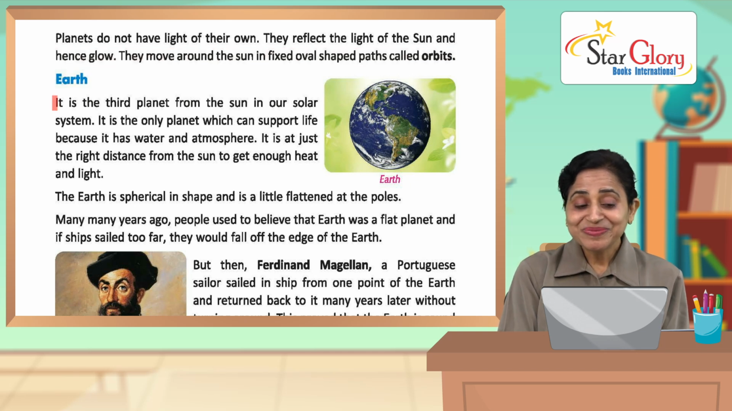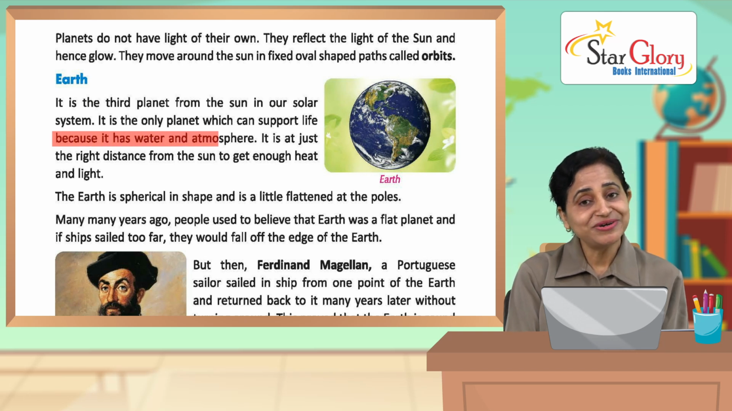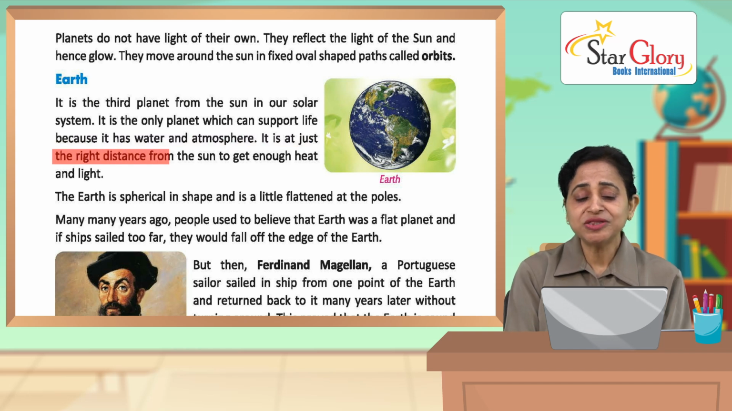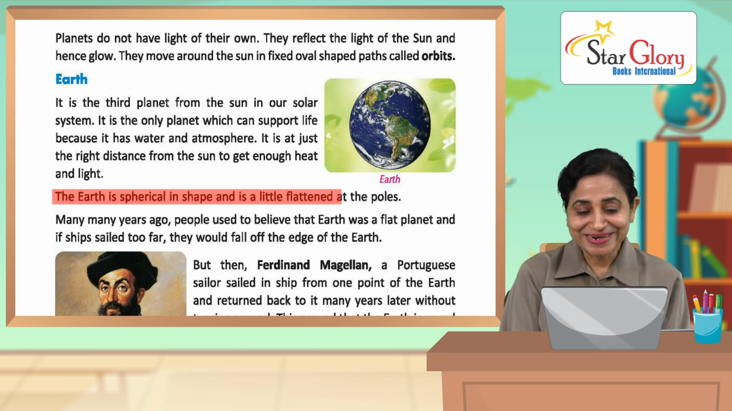And Earth? It is the third planet from the sun in our solar system and it is the only planet which can support life because it has water and atmosphere. It is at just the right distance from the sun to get enough heat and light. It is the only one. The earth is spherical in shape and is a little flattened at the poles.